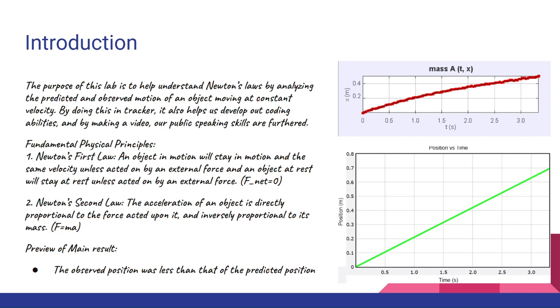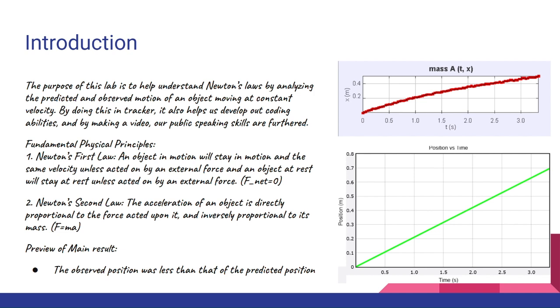Some fundamental principles we use in this lab are Newton's first and second laws. Newton's first law states that an object in motion will stay in motion at the same velocity unless acted on by an external force, and an object at rest will stay at rest unless acted on by an external force. Basically, F net equals zero. Newton's second law states that the acceleration of an object is directly proportional to the force acted upon it and inversely proportional to its mass, commonly known as F equals ma.